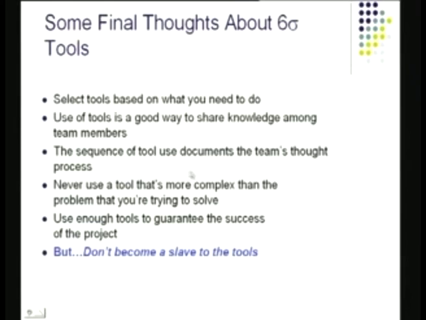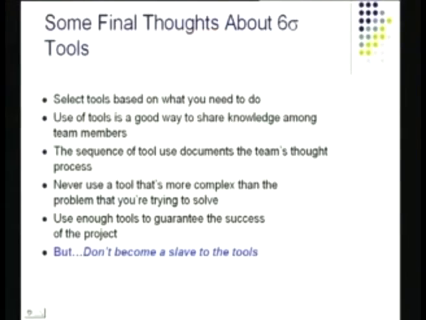Sequence of tools use documents the team's thought process. So if you're using certain tools, basically the sequence in which you are using them matters. You're not using DOE just to begin with. You're doing a lot of data collection and so on. So you use simpler tools, then you get to the cause and effect diagram, and then you go to DOE. If you show this use of these different tools, that becomes a great way to find out how the team progressed.